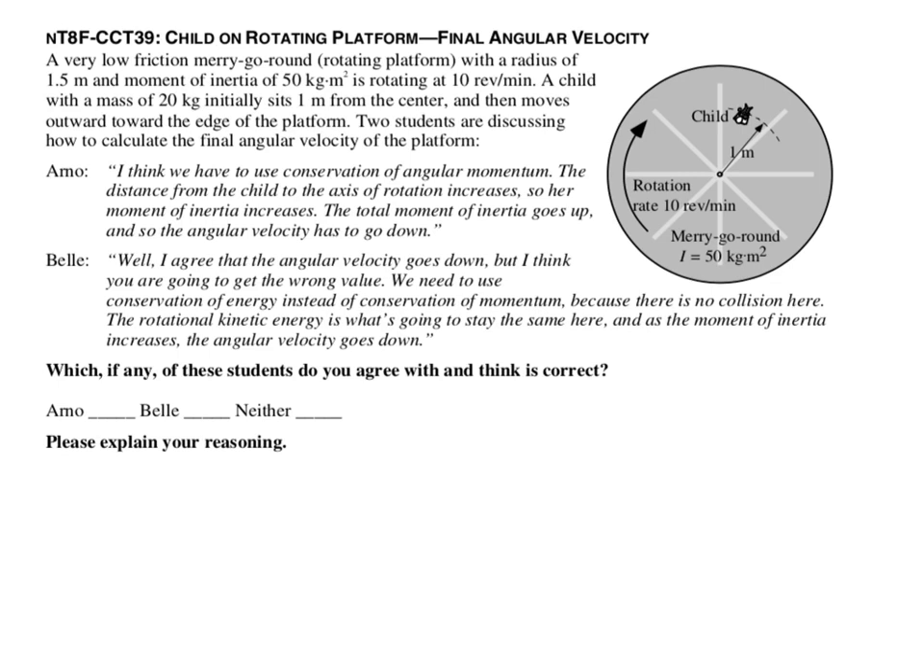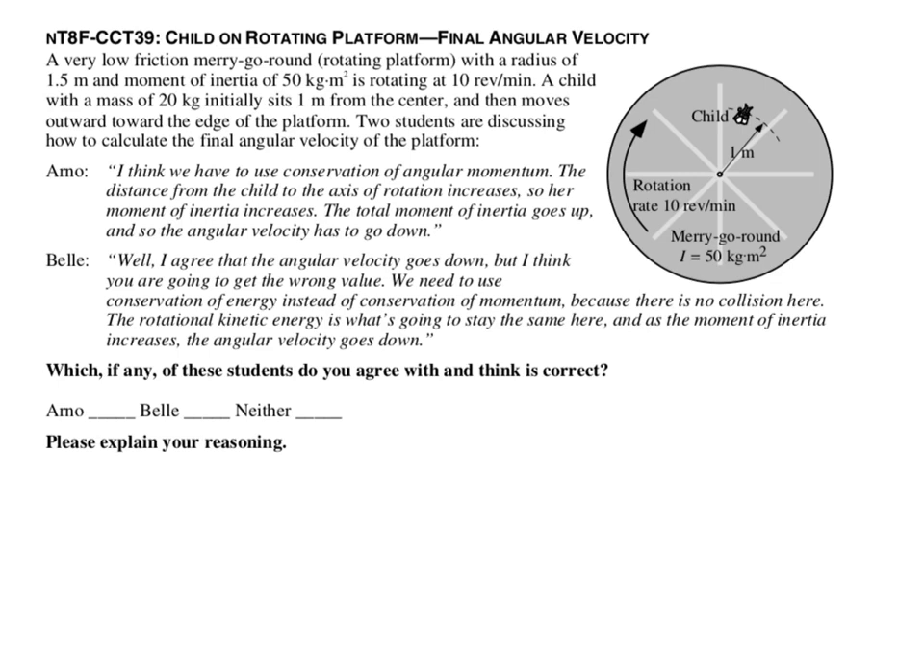But Bell says, well, I agree that angular velocity goes down, but I think you're getting the wrong value. We need to use conservation of energy instead of conservation of momentum because there is no collision here. The rotational kinetic energy is what's going to stay the same here, and as the moment of inertia increases, the angular velocity goes down. Which, if any of these students, do you agree with and think is correct, and explain?